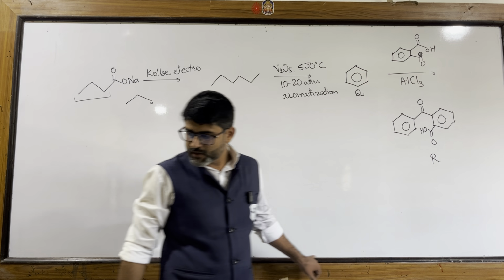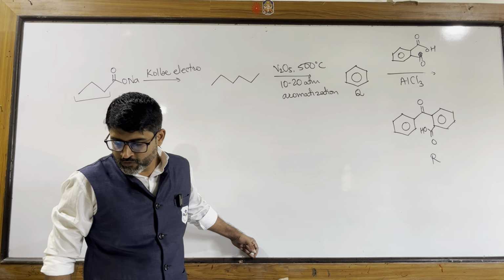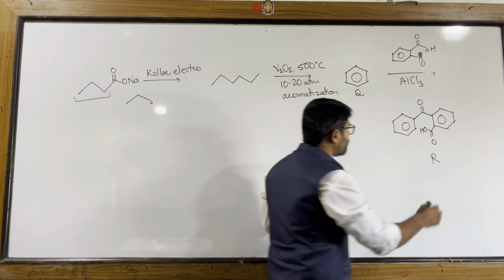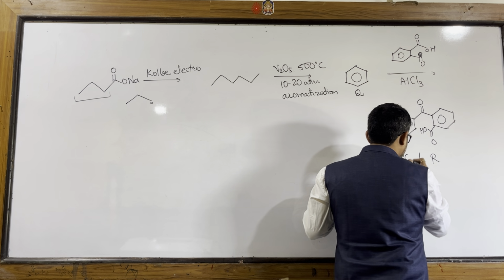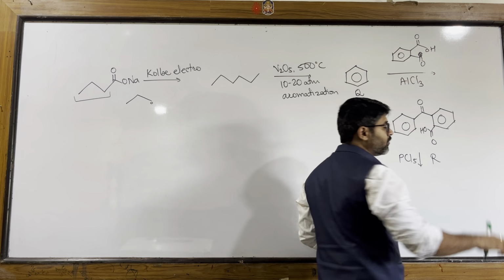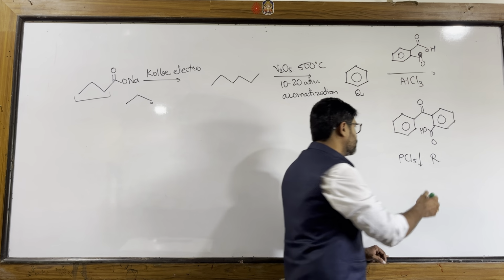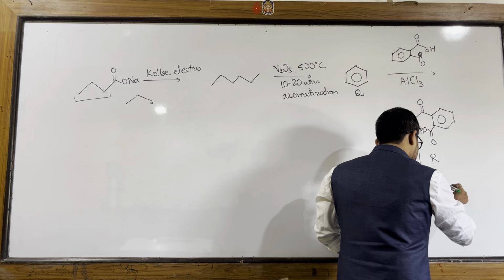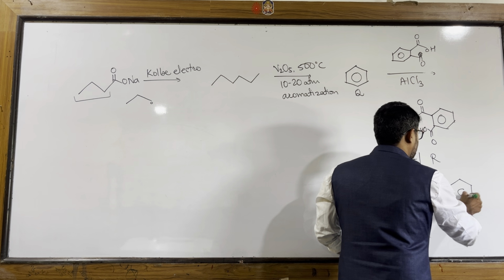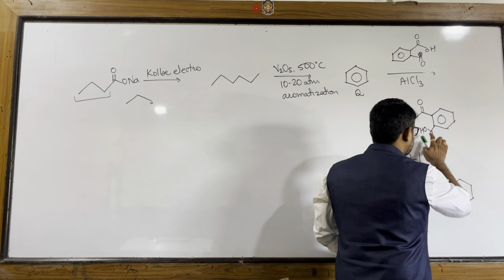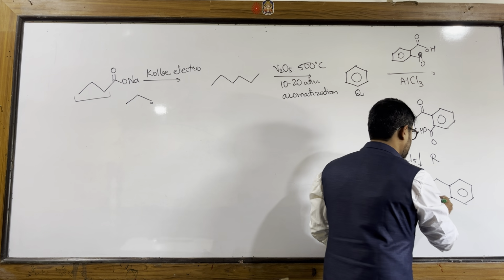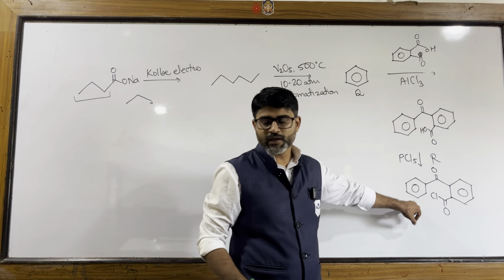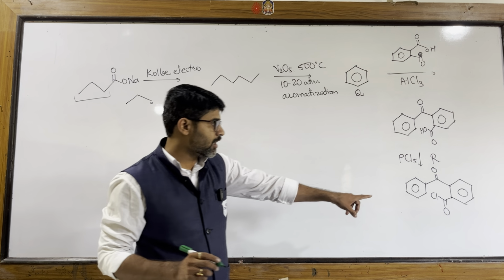In the next reaction, it is treated with PCl5 followed by H2, Pd and barium sulfate. If you react this compound with PCl5, this OH will convert to Cl. I will do the reactions one by one. The product for this reaction will have one C double bond O, and this OH is replaced by Cl, so we get an acyl chloride group.